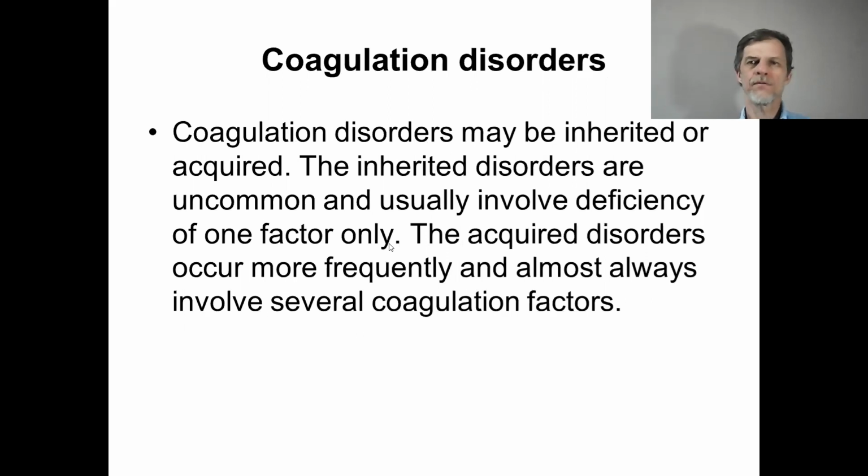Okay, final group of bleeding disorders. This is coagulation disorders, when we have problems with coagulation. Coagulation disorders may be inherited or acquired. Inherited disorders are uncommon and usually involve deficiency of one factor only. Acquired disorders occur more frequently and almost always involve several coagulation factors.